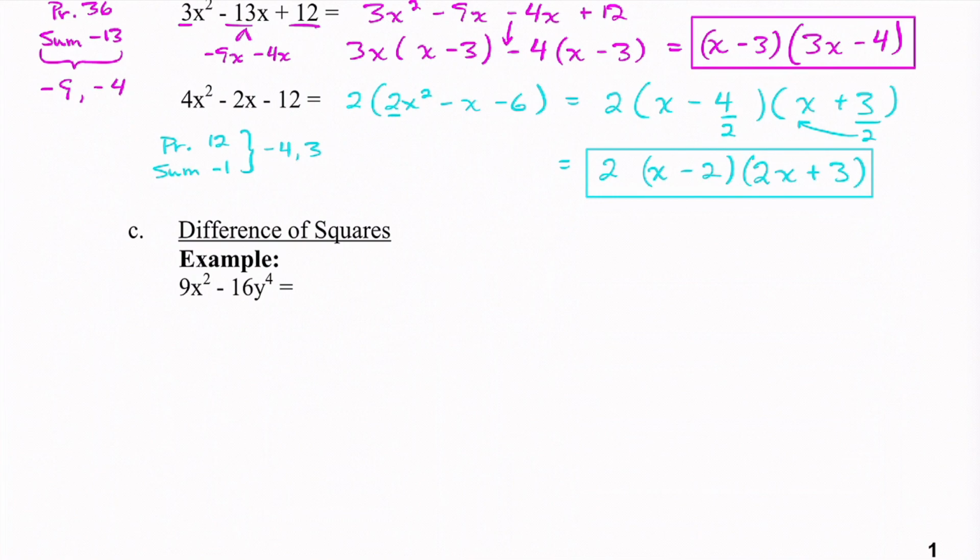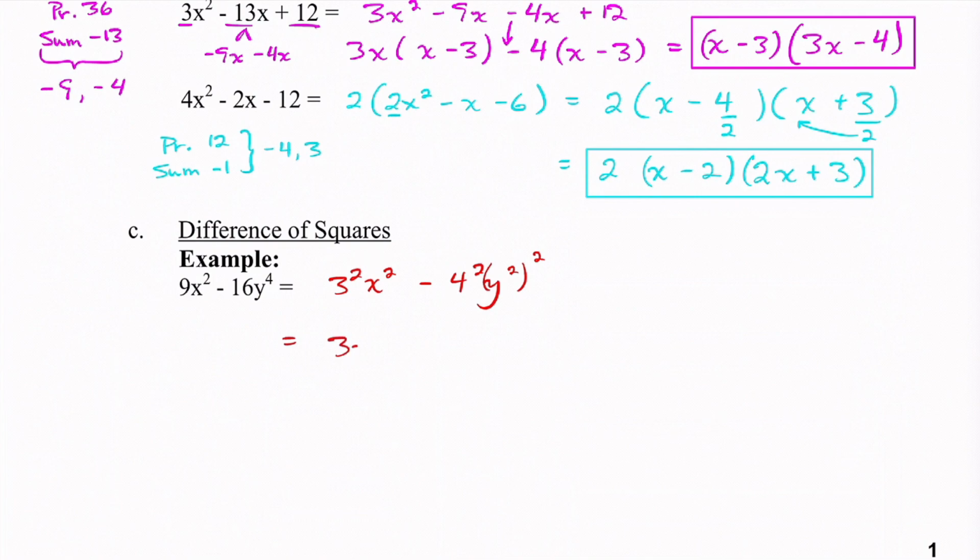Now this one, it's going to be easy to spot because there's only two terms, and there is a difference in the middle, and both of the numbers on here are perfect squares. So I'm going to write them as perfect squares. 9 I could write as 3 squared, and then x squared is already squared. And then 16 I could write as 4 squared, and then y to the power of 4 I can write as y squared squared. Okay, so now what I'll do is I'll share the exponent for each one of these.